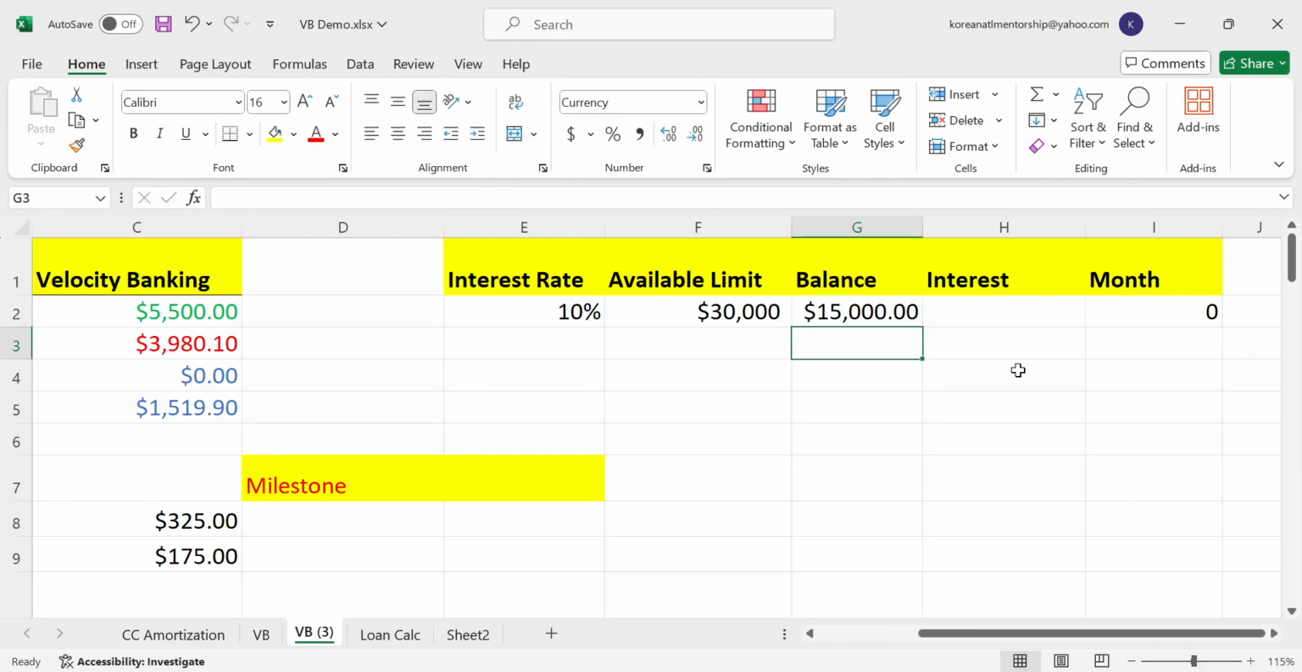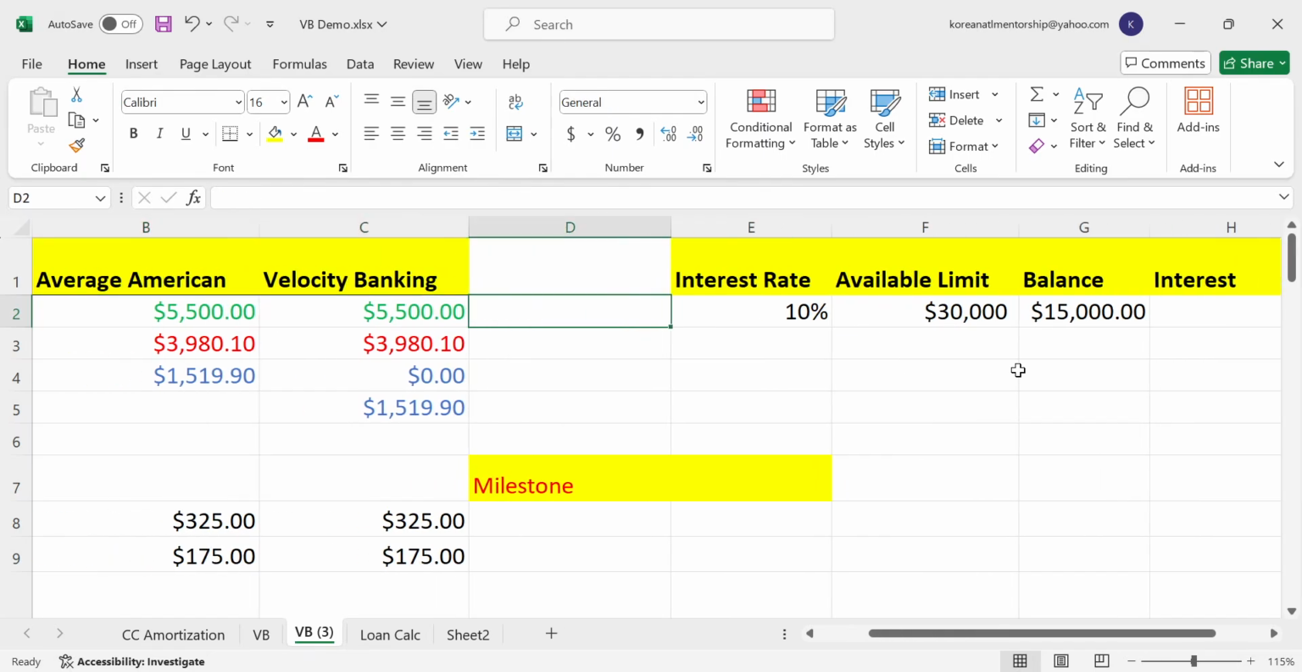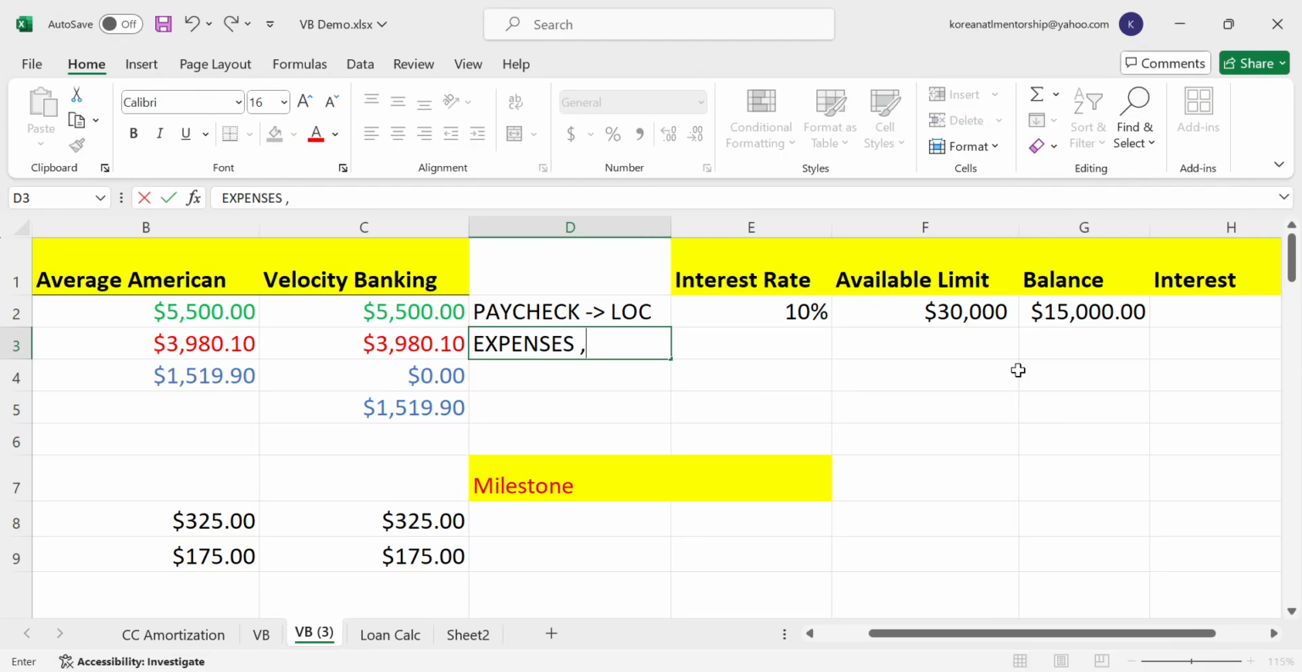15,000, right? And so now what's the actual velocity banking strategy? Well, let me just do it here: paycheck into line of credit, and then expenses out of the line of credit, right? That's the actual velocity banking strategy.